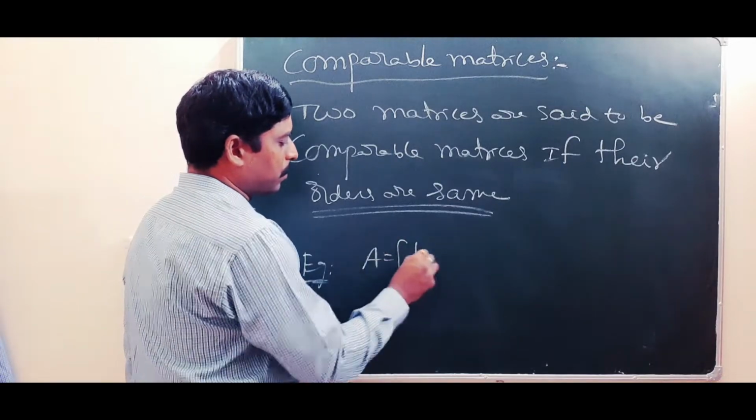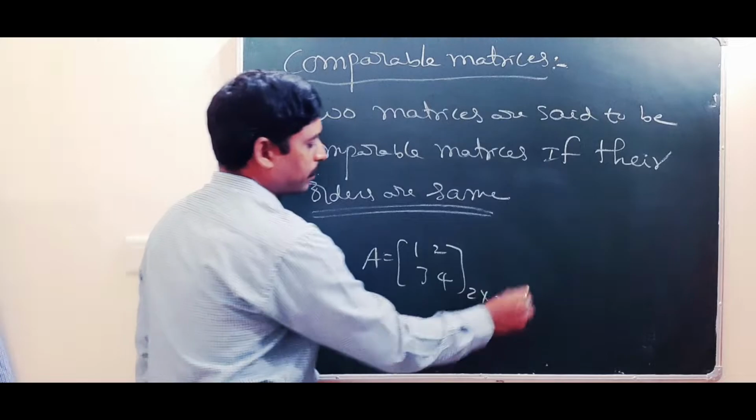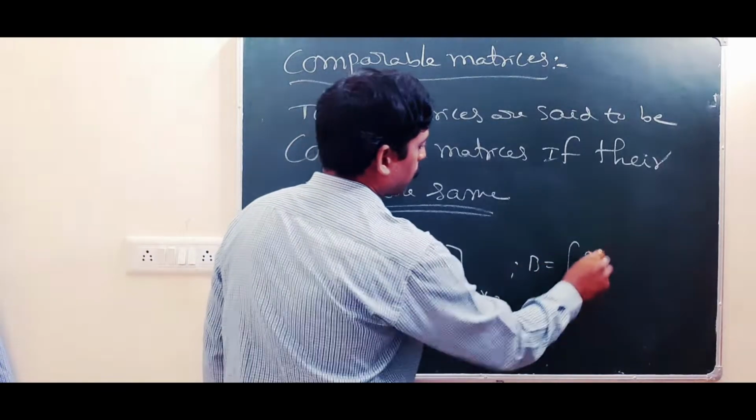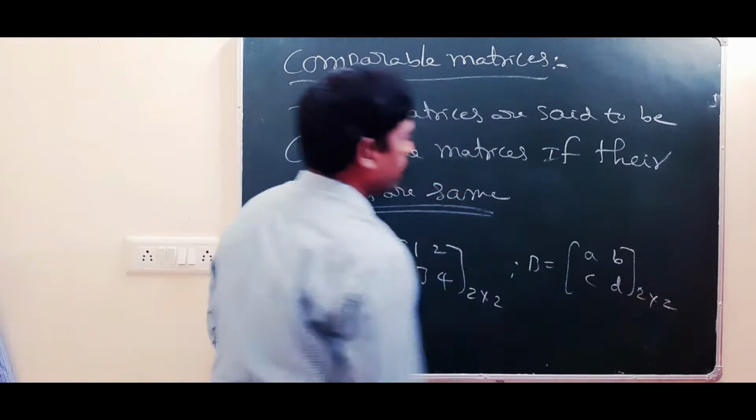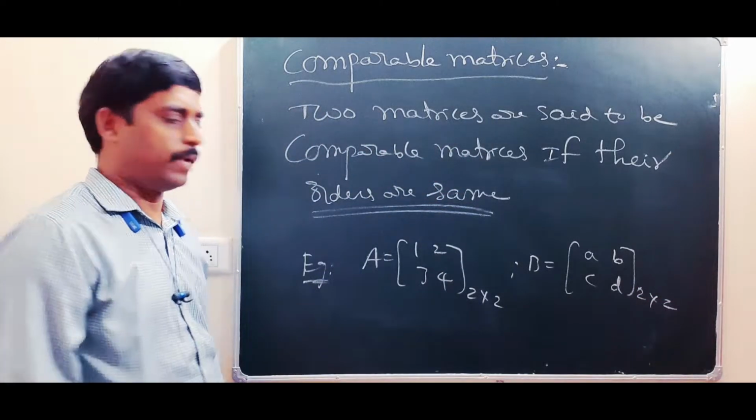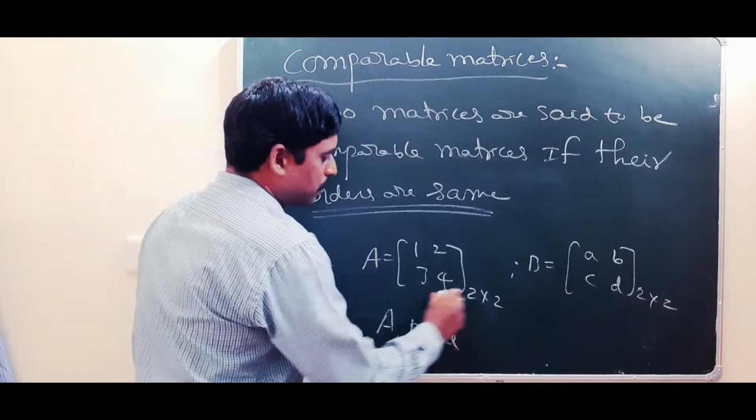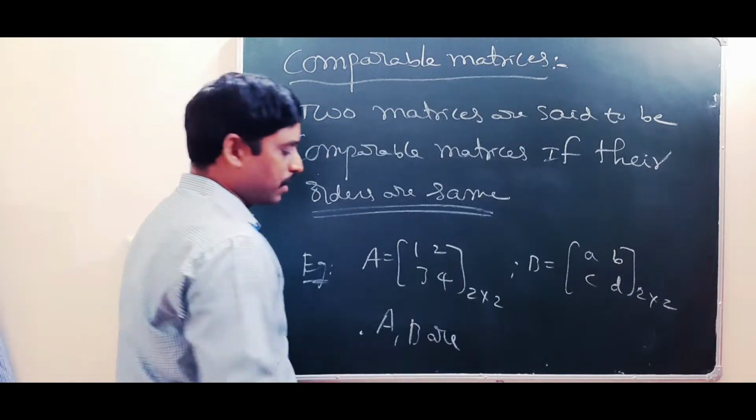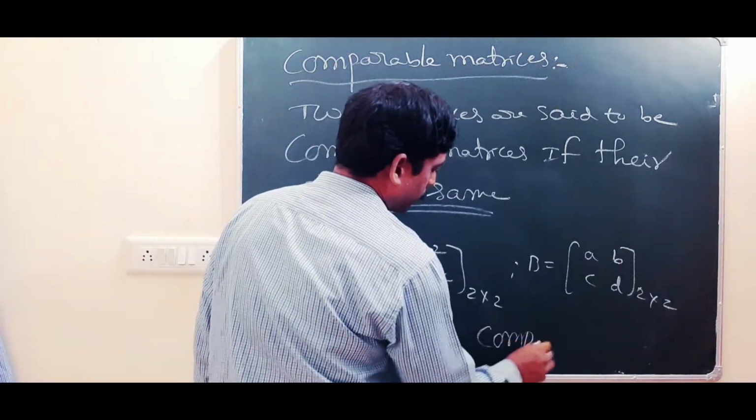A equal to [1 2; 3 4]. This is a 2 by 2 matrix. B is equal to [a b; c d]. This is also a 2 by 2 matrix. So A and B are called comparable matrices. Therefore A, B having same order, so A, B are comparable matrices.